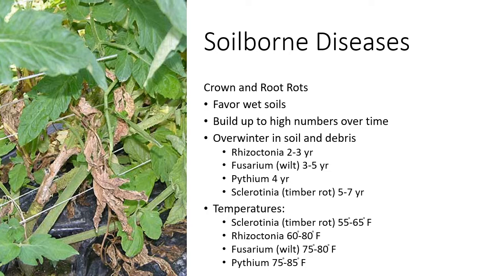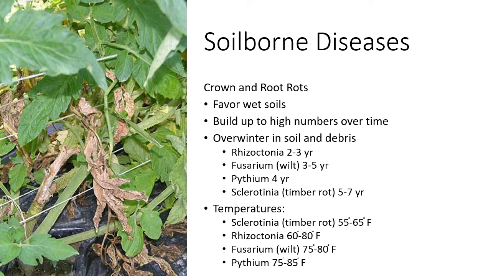Rhizoctonia, the pathogen Rhizoctonia, about 2 or 3 years survival without a host. Fusarium, the wilt pathogen, 3 to 5 years. Pythium, about 4 years, and Sclerotinia, which is the causal agent of timber rot, 5 to 7 years. So even without a host, these pathogens can really survive and persist for very long periods.